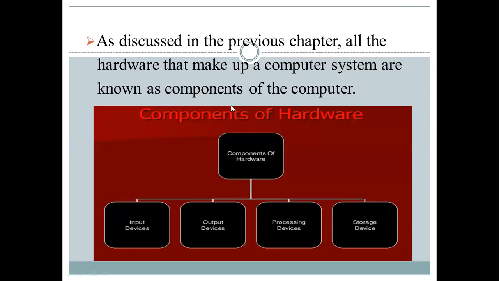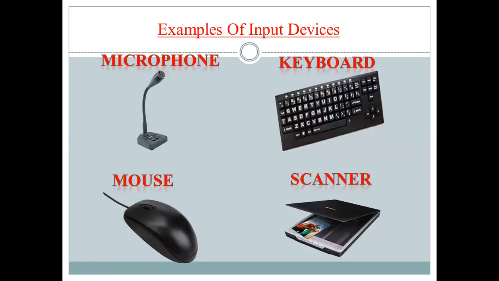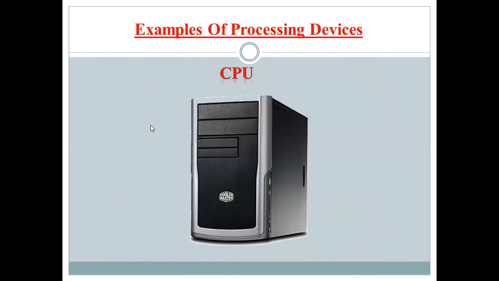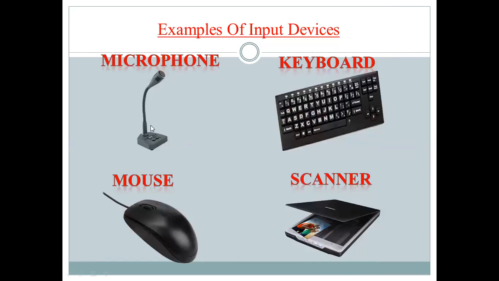Now let's see one by one. See, these all are the examples of input devices. First one is microphone. See, this is a hardware part of the computer, means we can touch, we can see it. This microphone is used to record your data, your voice and store into the computer.